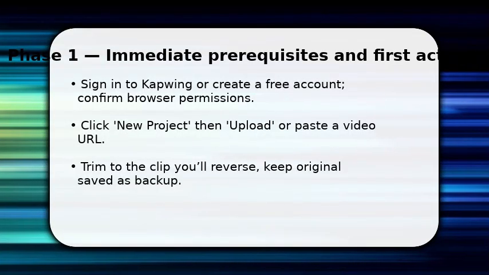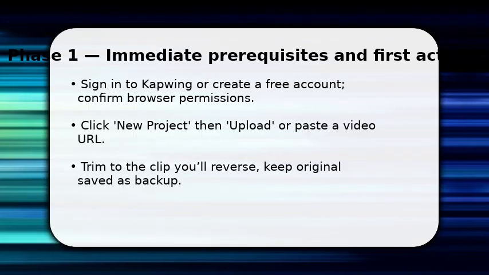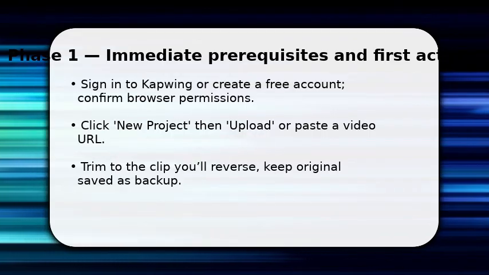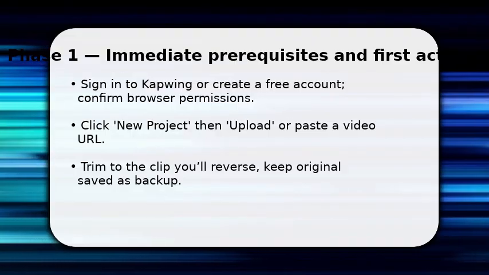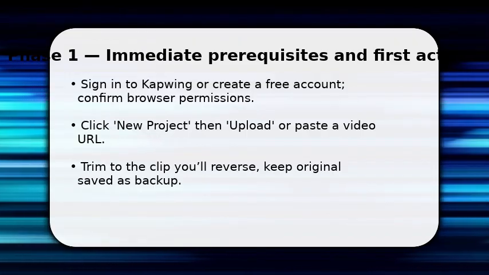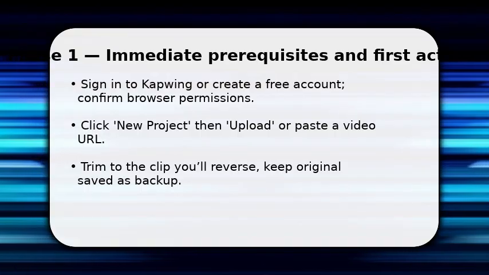You start by getting the clip into Kapwing so you can work quickly. Upload your file or paste a link. Make sure you're signed in so you can export full quality. Once uploaded, select the timeline and use the split or trim handles to isolate the exact portion you want to reverse. This saves time and avoids reversing the whole file. Make sure to keep a copy of the original layer as a backup before you apply any irreversible edits.